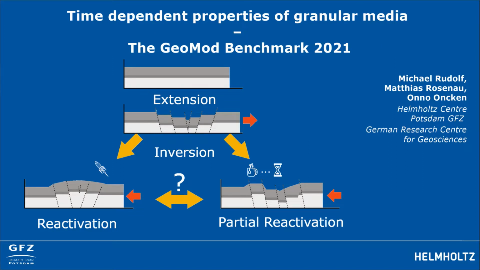So you extend and then you form a series of faults in your sand package, or in your granular material that you use for your analog model. And then you invert the model again. So you reuse the old faults that you have created, and you create new structures that are reactivations depending on the fault angle that it is in.